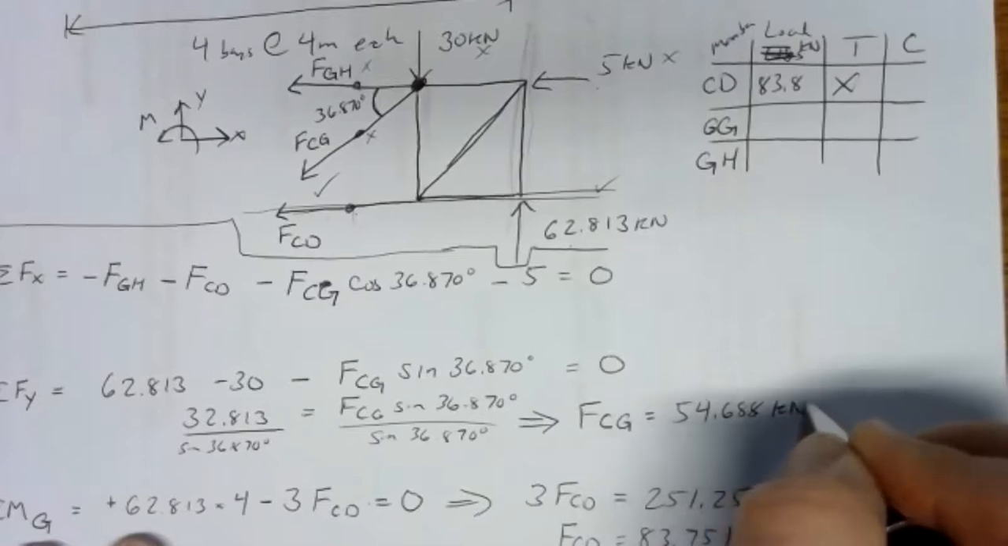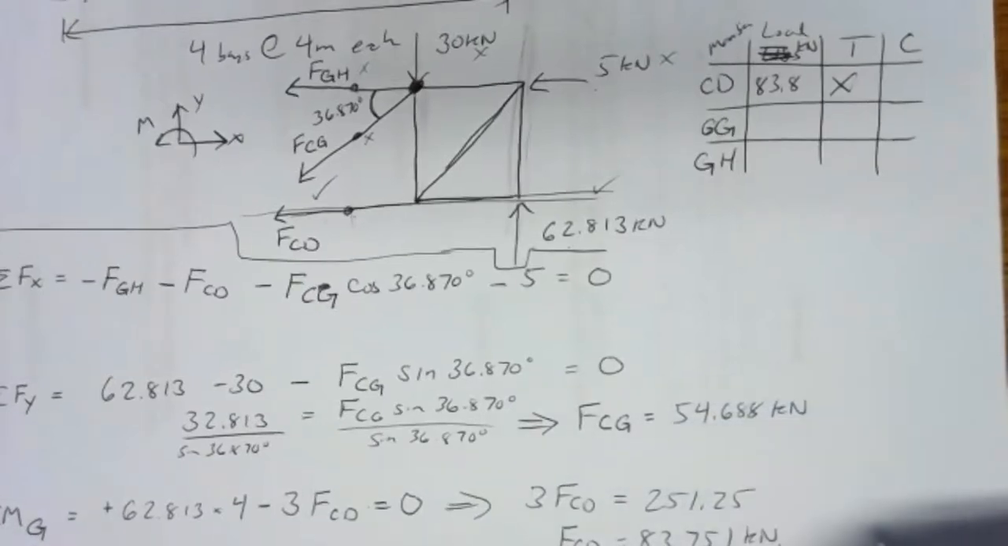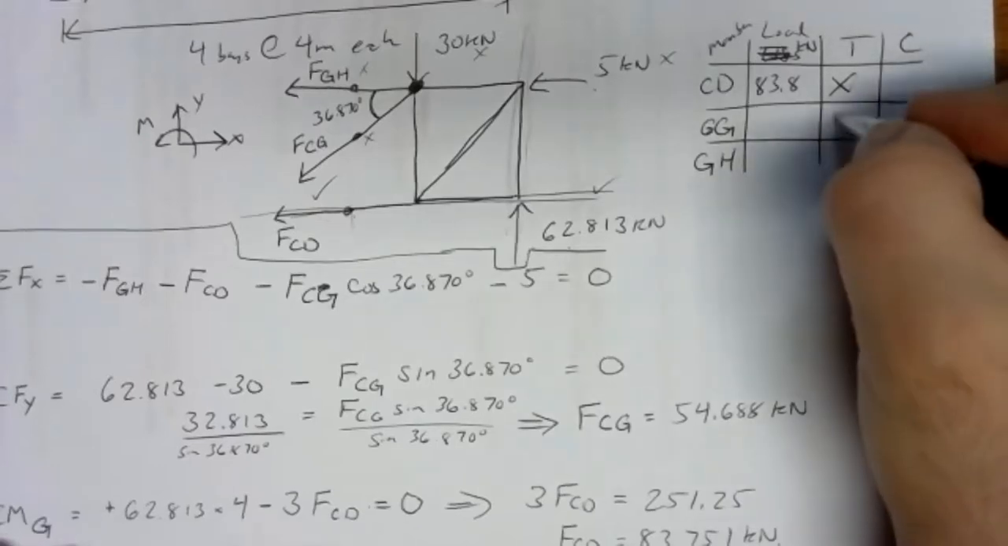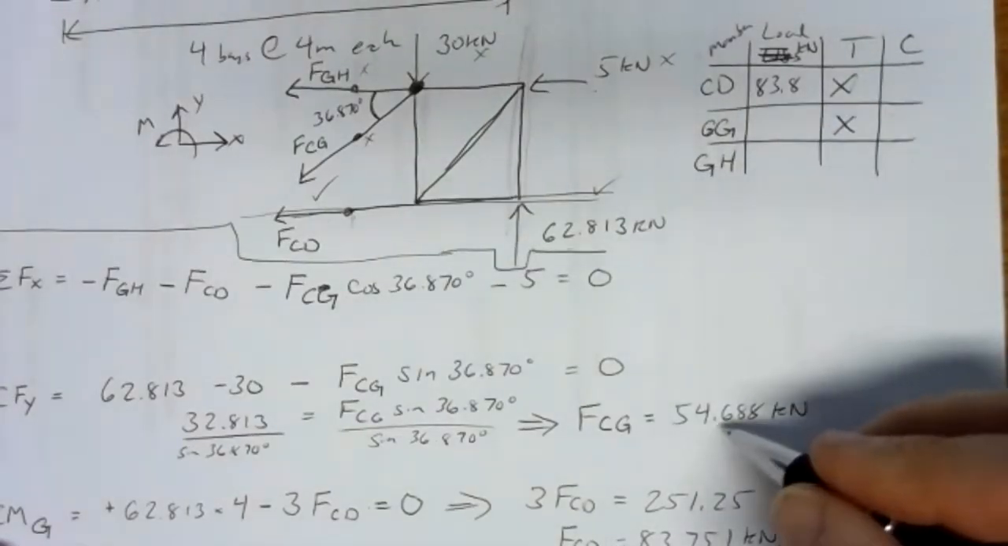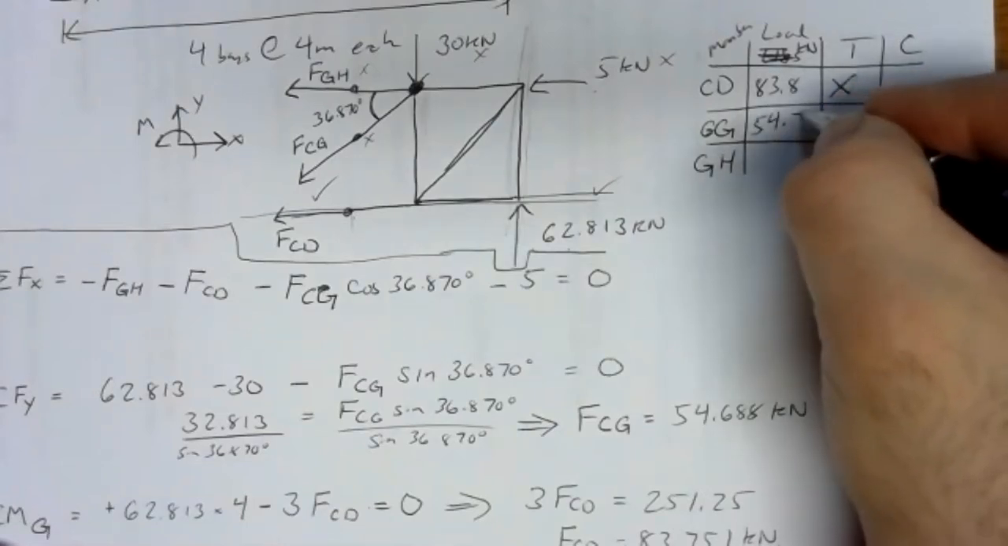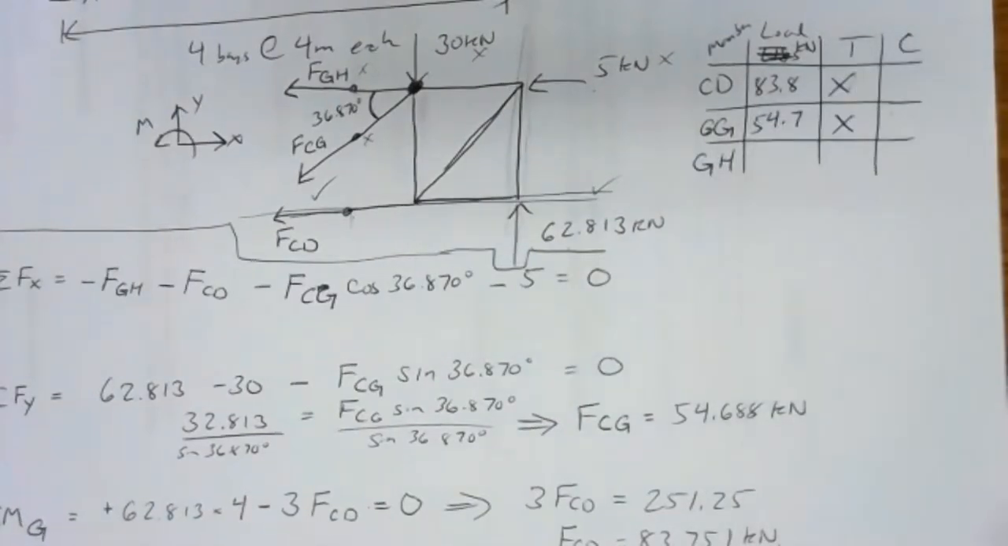And again, kilonewtons, and again, positive. So in this one, the cross member, FCG, came out to be in tension. So member CG is in tension and rounded to 3 sig figs, that'd be 54.7 kilonewtons. So now that we've got those two, we can go up into the x direction equation.